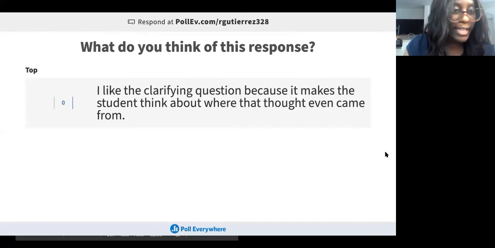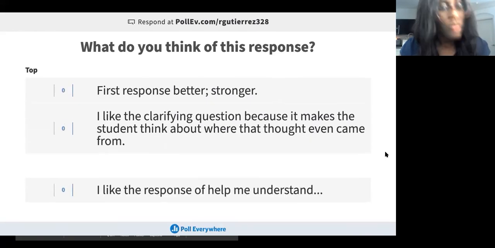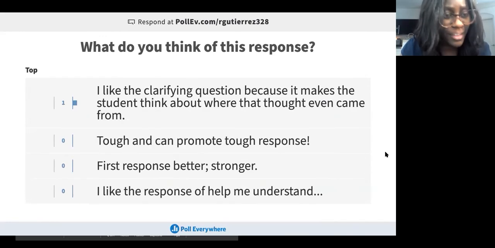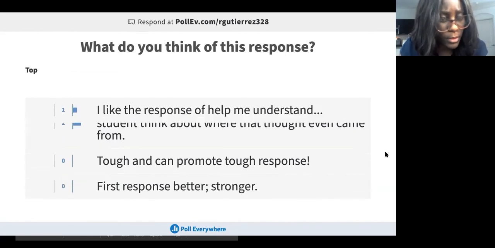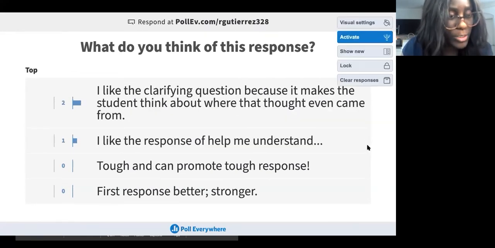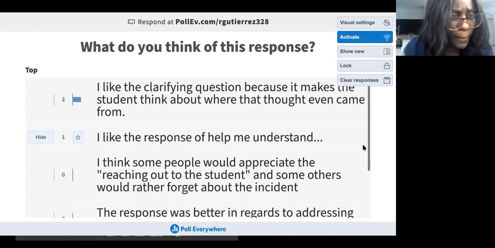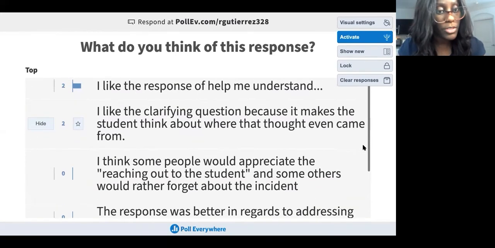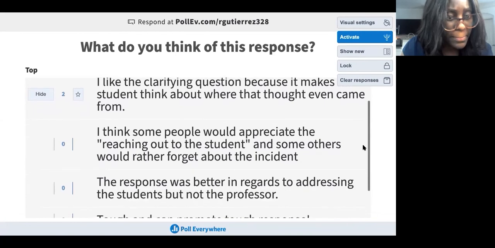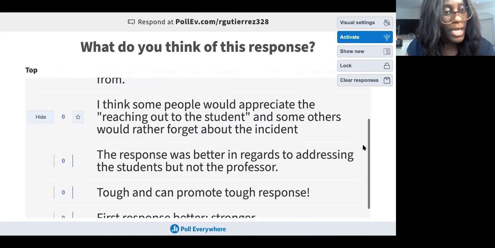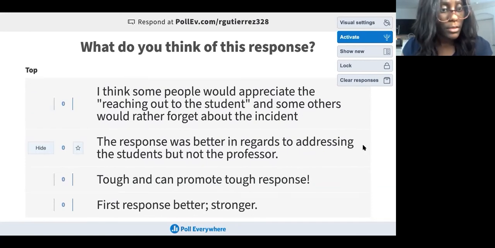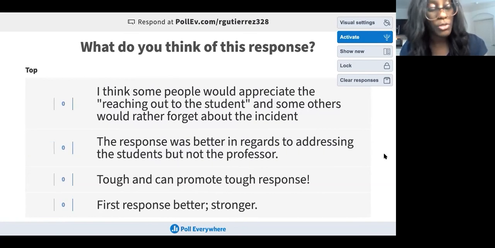Okay, so someone's saying, I like the clarifying question because it makes the student think about where the thought even came from. Okay, someone's saying that the first response is better, it's stronger. Okay, someone else is saying, I like the response, it helped me understand. I'm saying some people would appreciate reaching out to the student and some others would rather forget about the incident. Okay. And the response was better in regards to addressing the students, but not the professor.